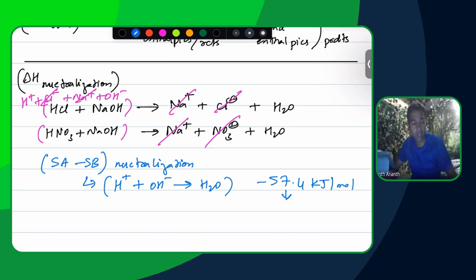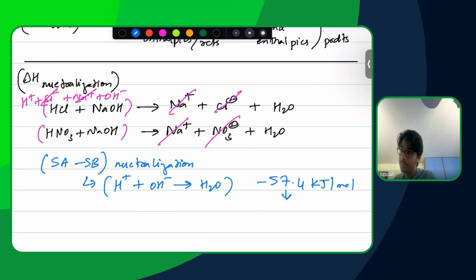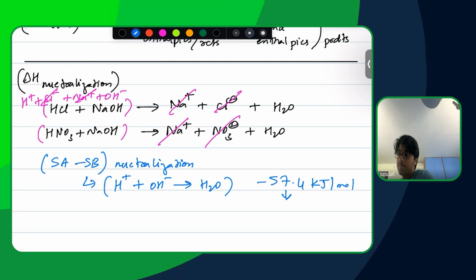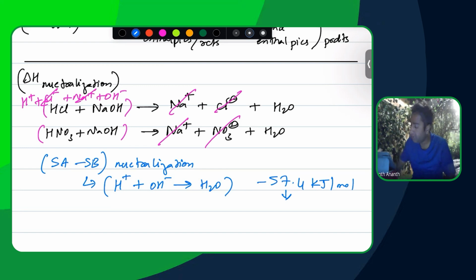So how do you convert it to kilocalories? You divide this by 4.2. Let's do that now. It's around 13.6, making it more exact, 13.7. That makes more sense. 13.7 is what I remember. So minus 13.7 kilocalories per mole.